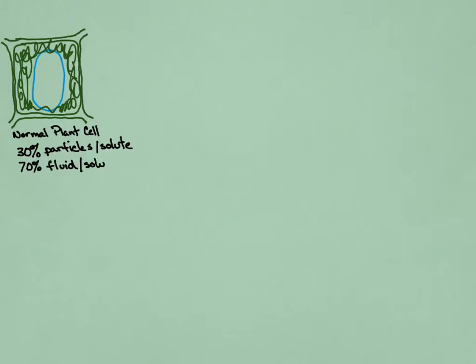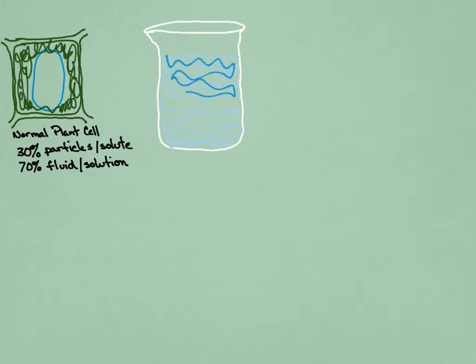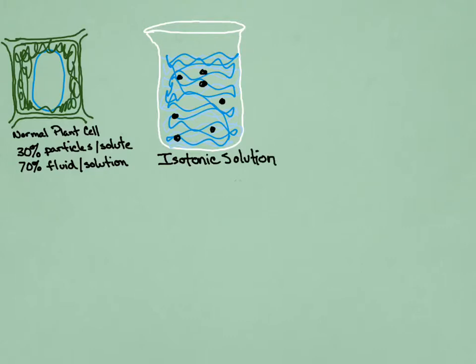Let's see what happens when we take the same normal cell. It has 30% particles or solute and 70% water or fluid or solution. Okay? And again, we're going to put it into a beaker. And that beaker has the exact same amount of particles, 30% particles or solute and 70% fluid or solution.